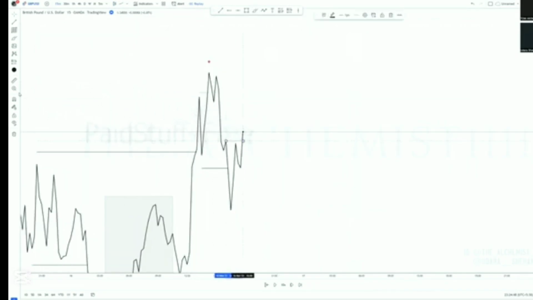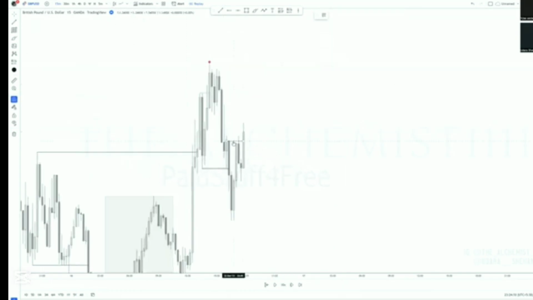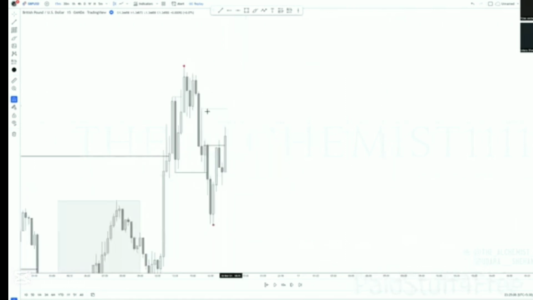Can you see that? Breakout right here. Unfortunately, we can't go to the 5-minute, that's why I'm showing it to you on the line chart. There we go. Then this is our range. Can you understand that? And then this long wick right here was the what? Internal range liquidity. On the 5-minute, that is the internal range liquidity.